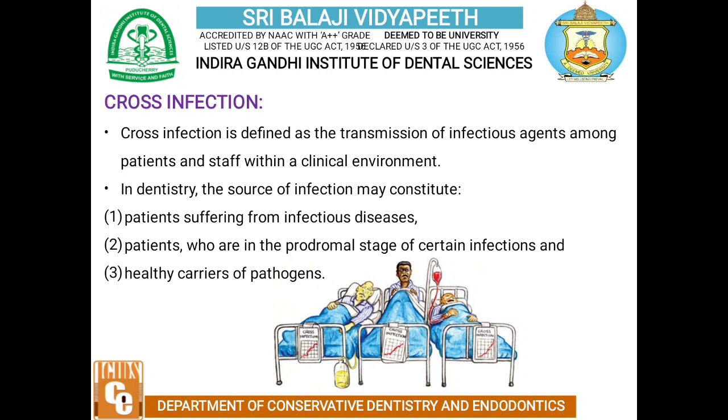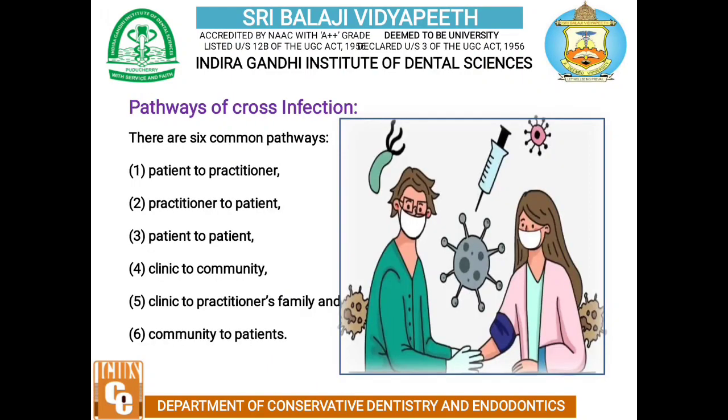In dentistry, the source of infection may constitute patients suffering from infectious diseases, patients who are in the prodromal stage of certain infections, and healthy carriers of pathogens. Pathways of cross infection. There are 6 common pathways. They are patient to practitioner, practitioner to patient, clinic to community, clinic to practitioner's family, and community to patient.